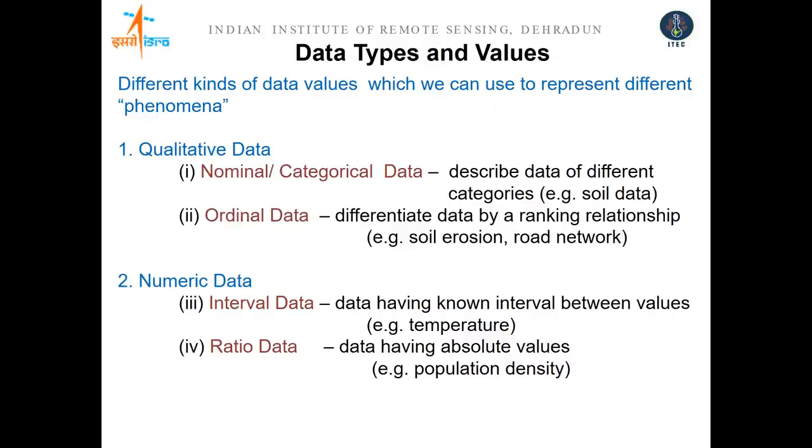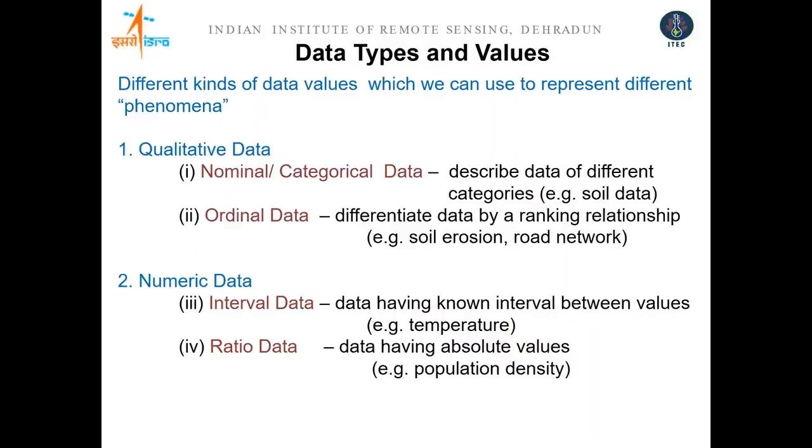One is the nominal or categorical data, where basically you talk about different data categories, whether land use, soil type, or forest type, so many different types of categories you are trying to define. So that is a nominal categorical value. The second is the ordinal, where basically you are trying to give the ranking, meaning high, medium, low.